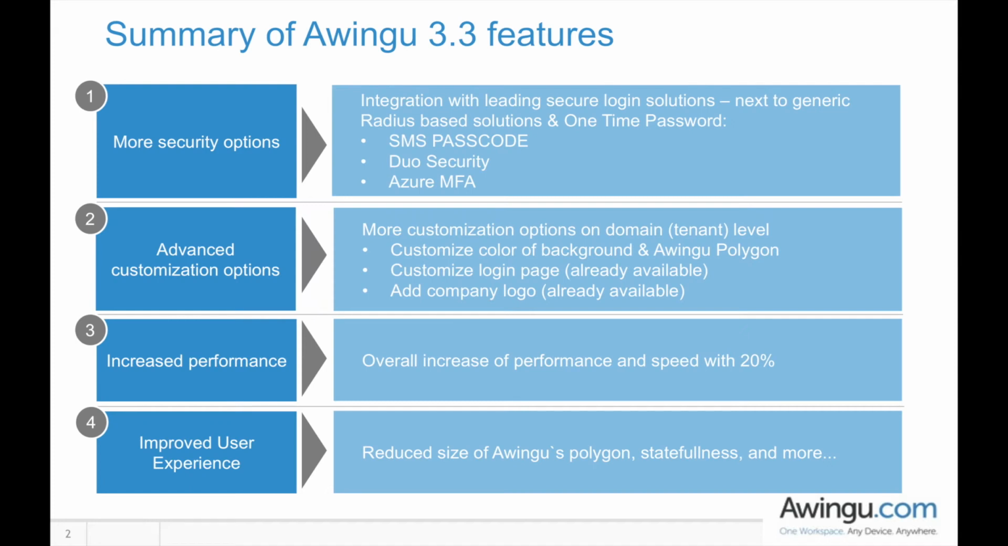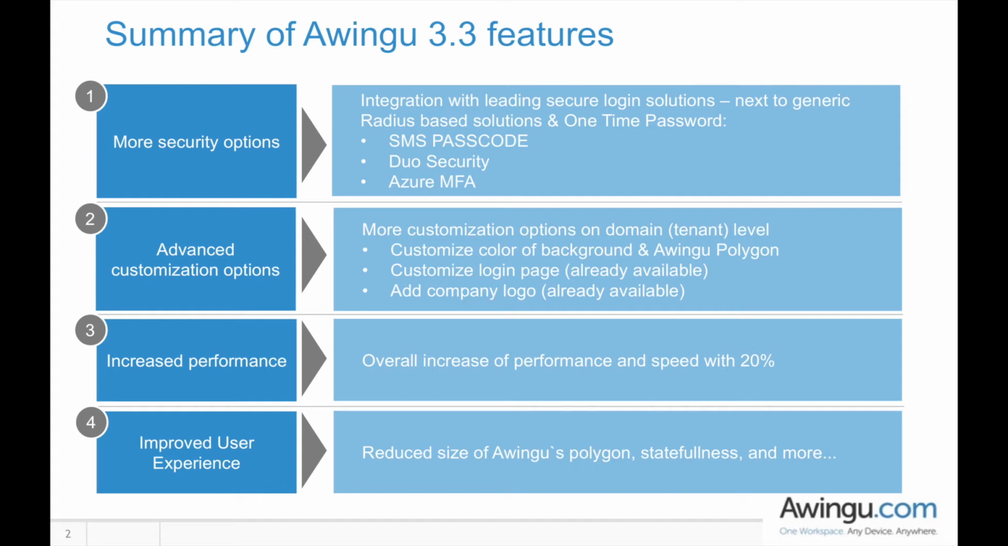First, let's take a bit deeper view of what Awingu 3.3 is about. We've structured this in 4 categories. First category is the security options. As you know, we already had multi-factor authentication built in. We also had generic connectors, generic radius connectors, and one-time password available. Here we've extended the capabilities and included support and integration into SMS Passcode, Dual Security, and Azure MFA.